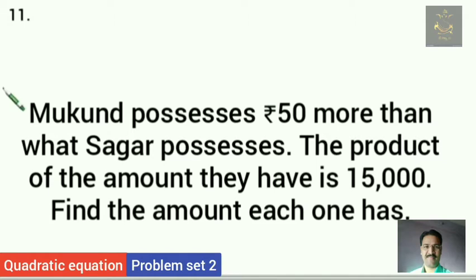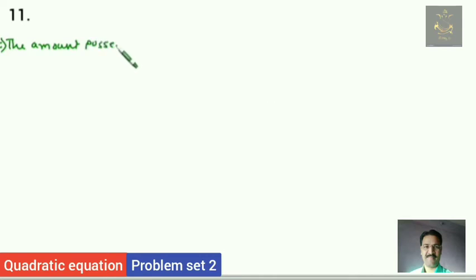Okay friends, now see here, let the amount possessed by Sagar be X. Therefore the amount possessed by Mukund is how much? 50 rupees more. That means we can write X plus 50.